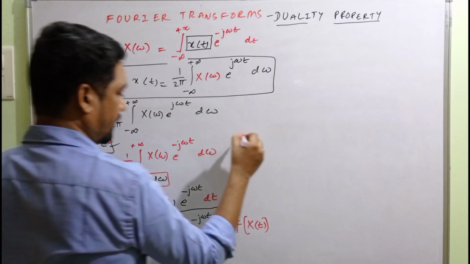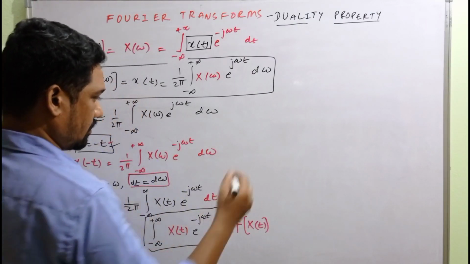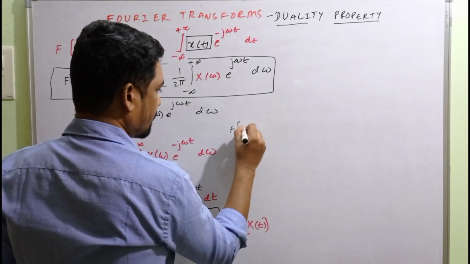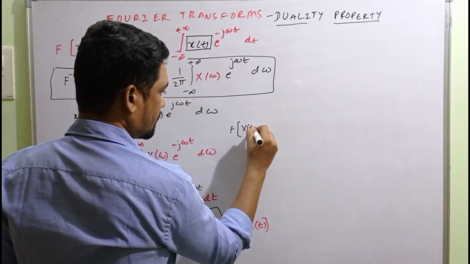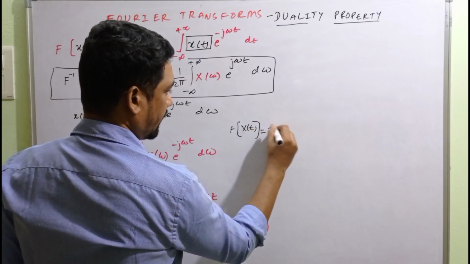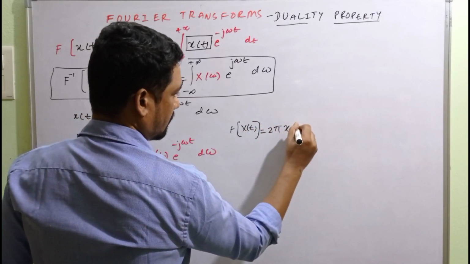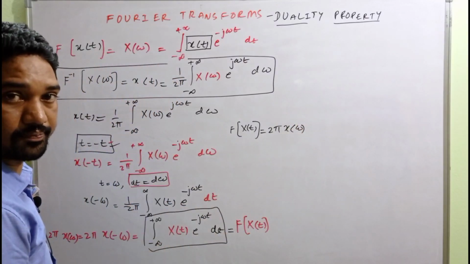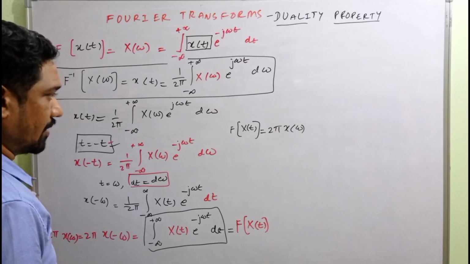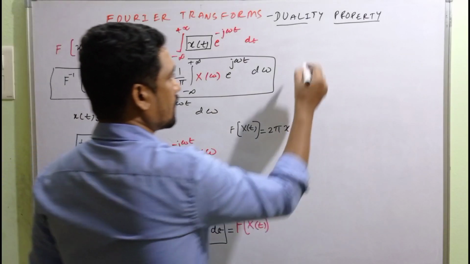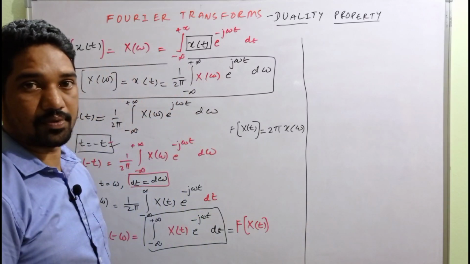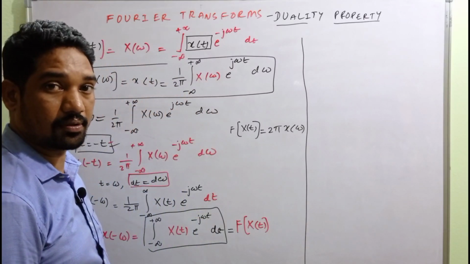Regarding that, was that the final statement for the duality property? Fourier transform of x of t will be equal to 2 pi x of omega if it's an even function. So where do we find the application of this? Before going to that, a small Fourier transform of a very important function, impulse function, right?